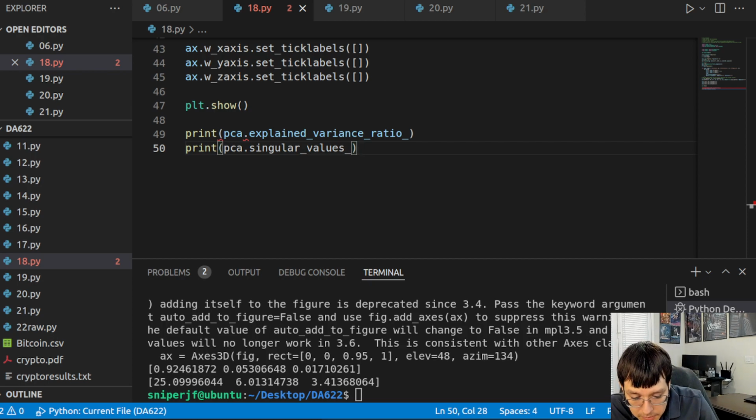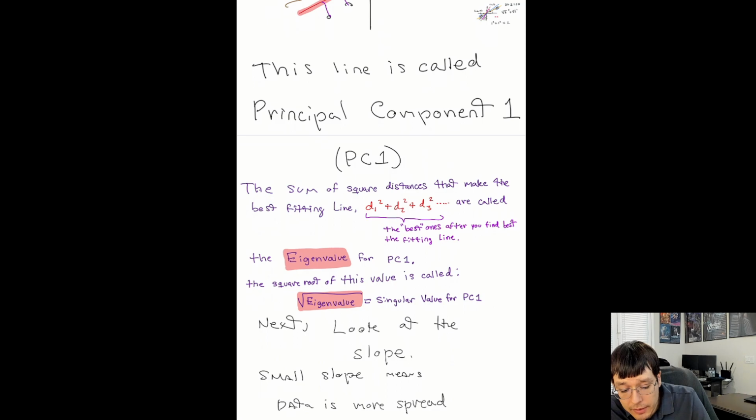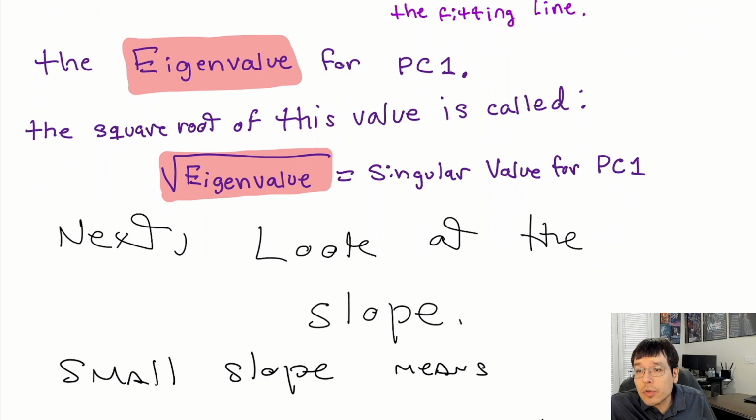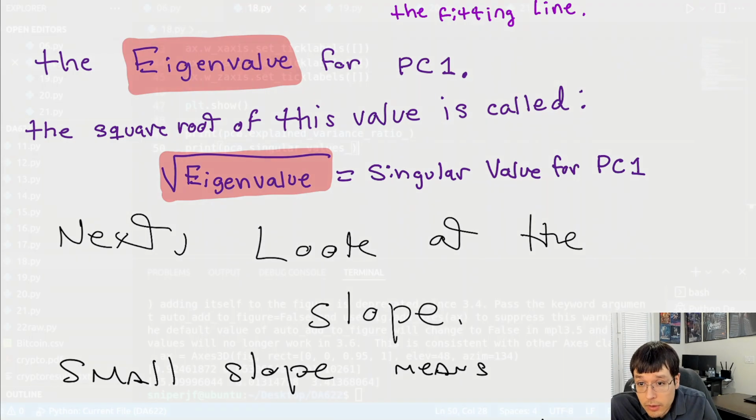Oh, let me pop up my drawing. So remember eigenvalues. And now remember that the singular values are the square root of the eigenvalues. So what this is saying is, once I've found the best fitting line for the principal component, let's say PC1, that number is supposed to be the biggest it can be, right? So like the biggest number possible. And then I take the square root of that big number, and that's going to be my singular value. So now you know what those singular values are.